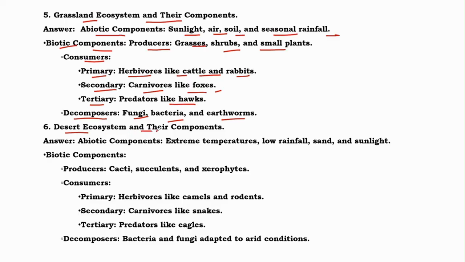Then desert ecosystem and its components. Abiotic components: extreme temperature with low rainfall, sand and sunlight. The biotic components are producers: cactus and so on. Consumers are primary, herbivores like camels and rodents. Secondary is carnivores like snakes, and tertiary is predators like eagles. Decomposers are bacteria and fungi adapted to arid conditions.